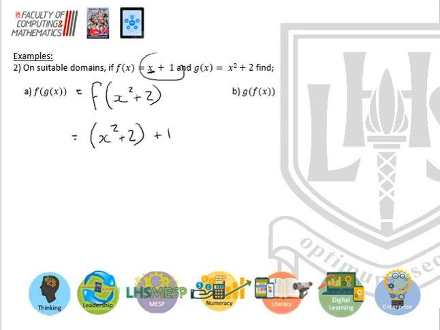So f of x is x plus 1. Well, that x changes to an x squared plus 2. There's nothing happening to that bracket, so I can just break it out straight away and add 1. So that x squared plus 3 is your f of g of x.